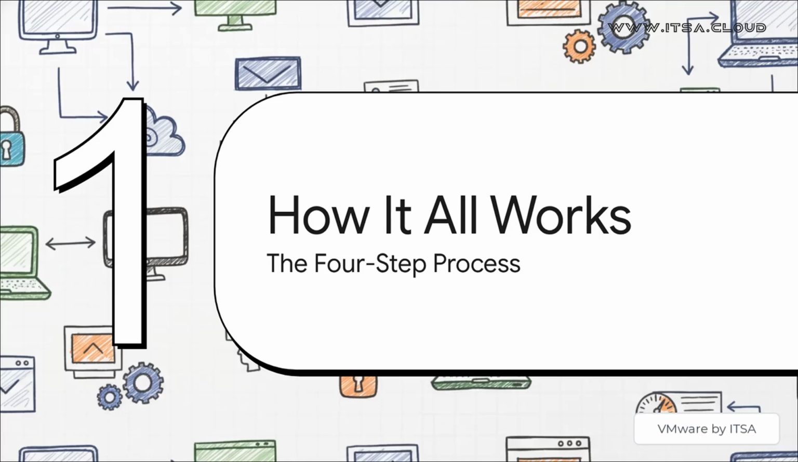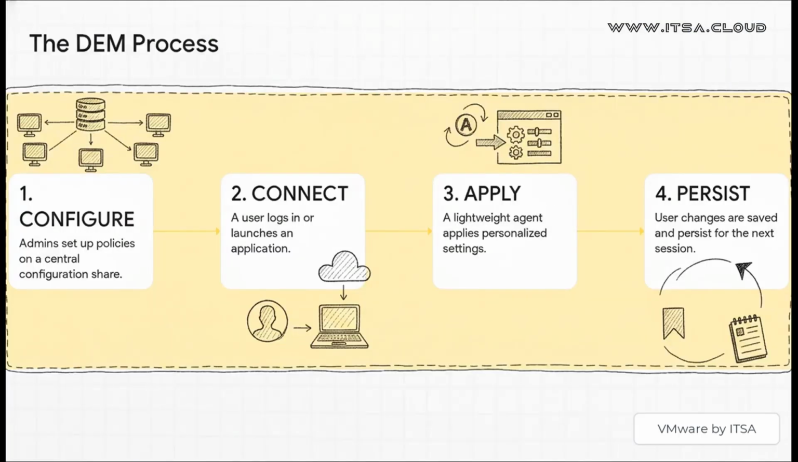So we've covered the what and the why, but how does it all actually work under the hood? Well, the architecture behind DEM is actually remarkably simple and elegant. It really just boils down to a 4-step process. Okay, so it starts with the admins who set up all the policies in one central place. Super simple. Then a user connects. A tiny, lightweight agent on their machine reads those configurations. It instantly applies all the right personalization and policies just for that specific session. And finally, when the user makes a change, like they add a new browser bookmark, that change gets saved back, ready to be applied the next time they log in. It's a simple, continuous loop that just works.